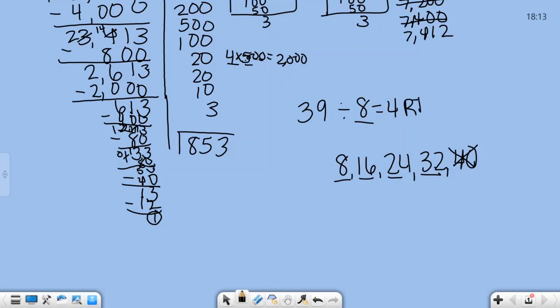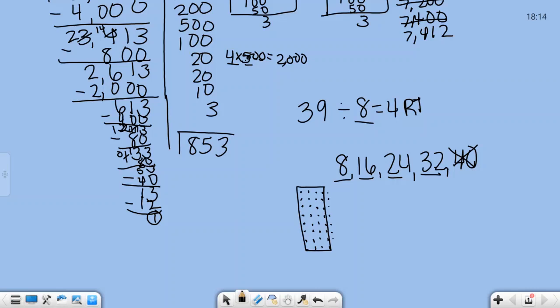Okay. I could also do an array and do 8 in an array. 4, 5, 6, 7, 8. And then I keep putting 8 in an array until I get to my dividend. Okay, so that is at 32, and then I have 7 more that will not fill up. 1, 2, 3, 4, 5, 6, 7. That will not fill up the rows. So I have 4 filled rows, and then 7 left over.